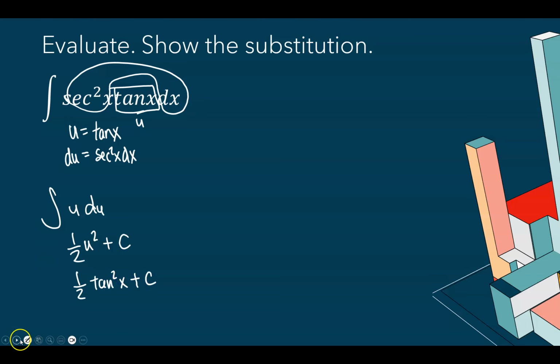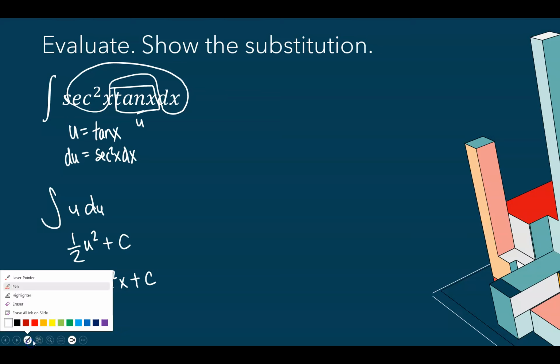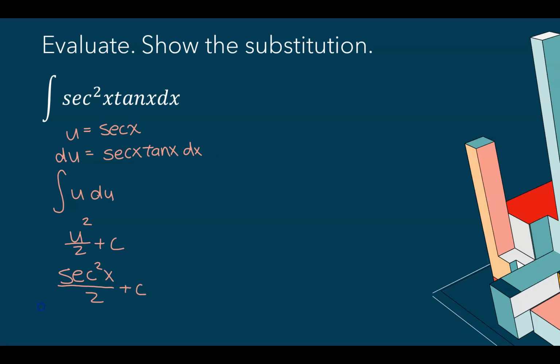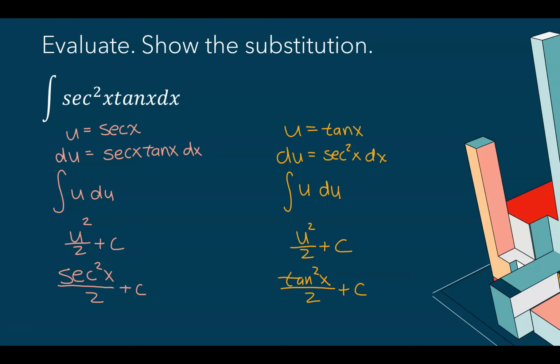But the thing is, you may not have realized, I'm just going to erase all this. U could also be secant of x. In that case, you get du is secant x tangent x dx. And again, we get, weirdly, the same indefinite integral of U du, the same antiderivative, U squared over 2 plus a constant, and the same, well, I guess that's different, huh? Secant squared x over 2 plus a constant.